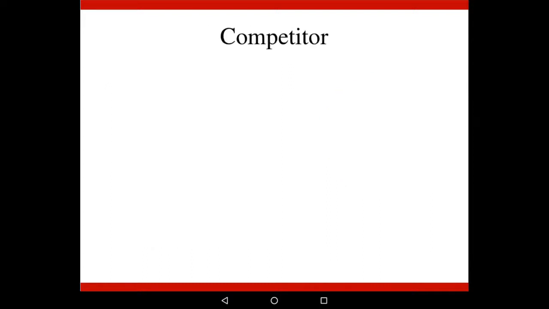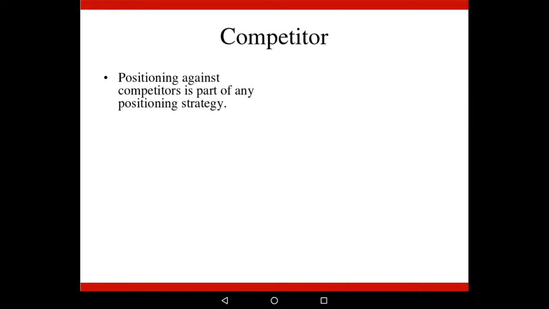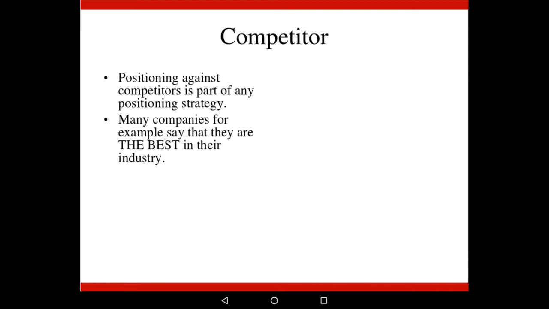Then we have competitor. Positioning against competitors is a part of any positioning strategy, but many companies, for example, say that they are the best in their industry. So sometimes you'll see Sunlight Liquid. They have those ads where they have the Sunlight Liquid on the one side, many ladies usually washing plates with Sunlight Liquid, and then on the other side there's like a no-name brand, right? And then they show you how many more dishes are being washed with Sunlight Liquid in comparison to this other brand. That's an example of competitor advertising.